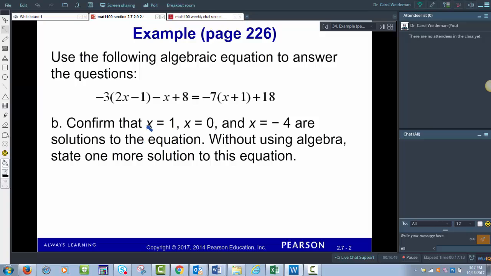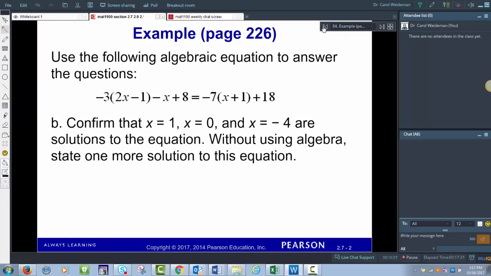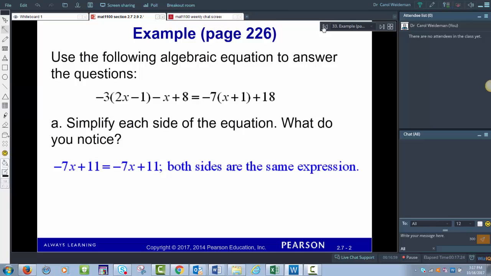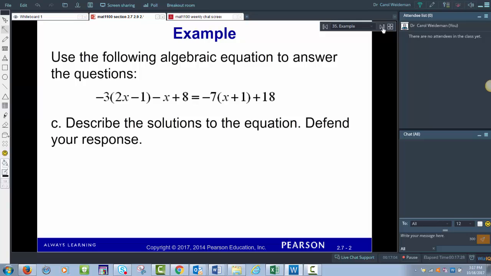But when we get the exact same expression on both sides, okay, let's keep going for a second and then we'll answer that. Confirm that x equals 1, x equals 0, and x equals 4 are all solutions to the equation. Okay, so if you do that, you'll find out that you always get a true statement. And you could pick any other number and you'll also get a true statement. So what does this tell us?